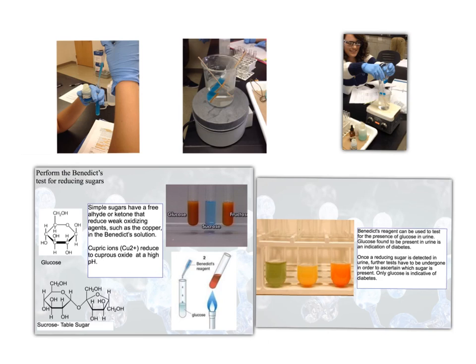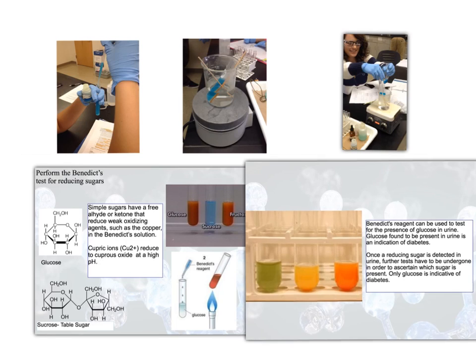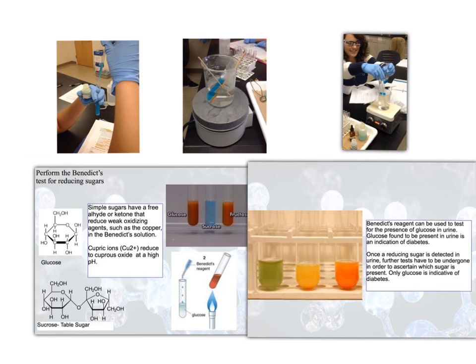Carbohydrates that undergo an oxidative reaction are also called reducing sugars. Basically, these reducing sugars or simple sugars have a free aldehyde or ketone that reduces the weak oxidizing agent. In this instance, it's copper, and that's what causes the color change that you would typically see. So cupric ions, the Cu2+, reduce to cuprous oxide, and that's going to happen at a high pH.